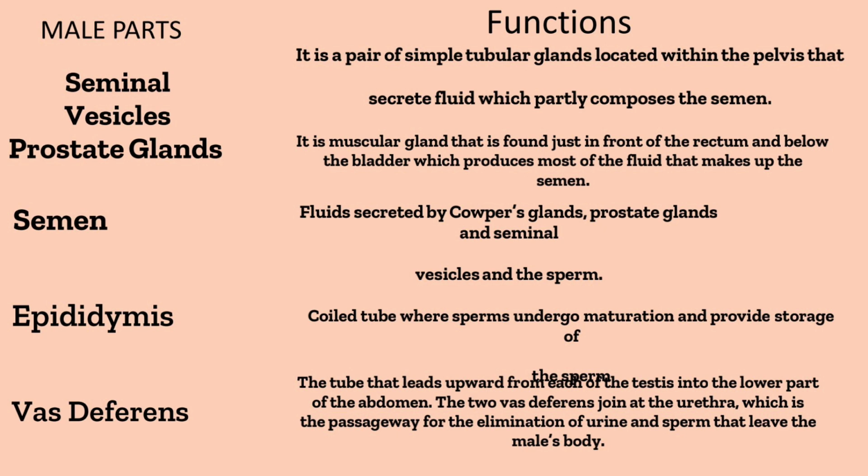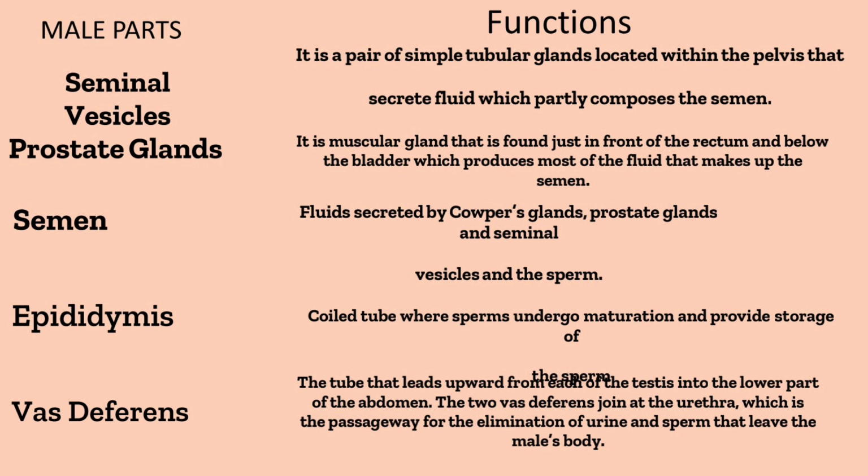Next is the vas deferens. Yes, the vas deferens is a long muscular tube that connects the epididymis where sperm matures to the urethra, or the tube that carries urine and semen out of the body. The vas deferens plays a crucial role in transporting sperm from the testes to the urethra during ejaculation. It is an important component in the process of fertilization.